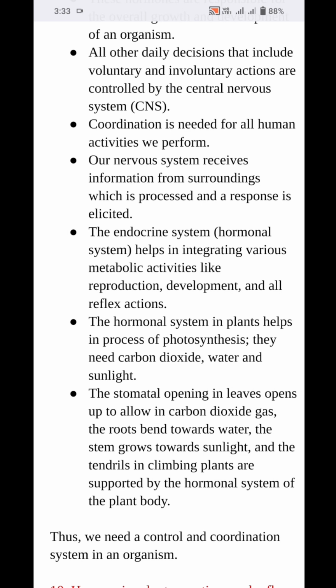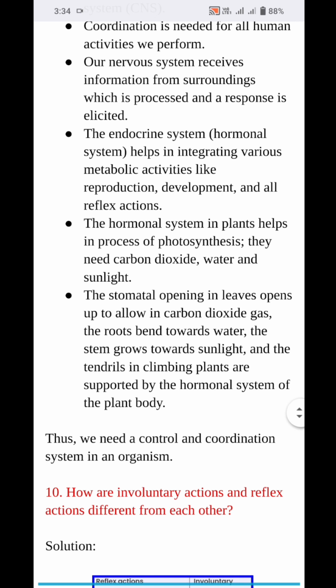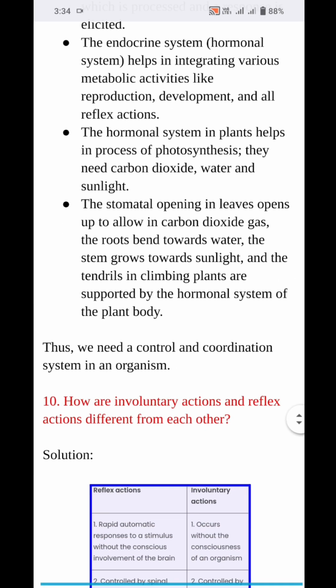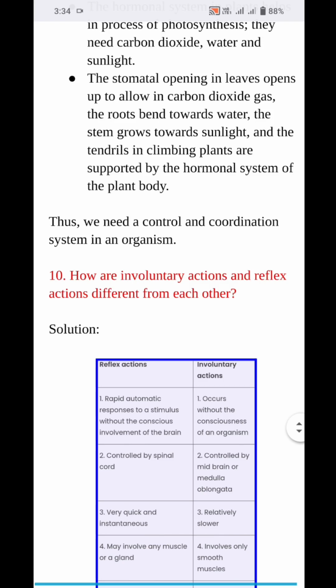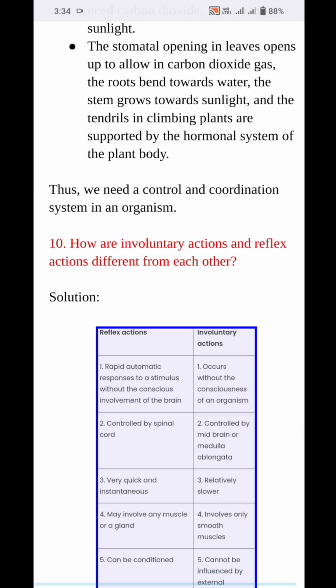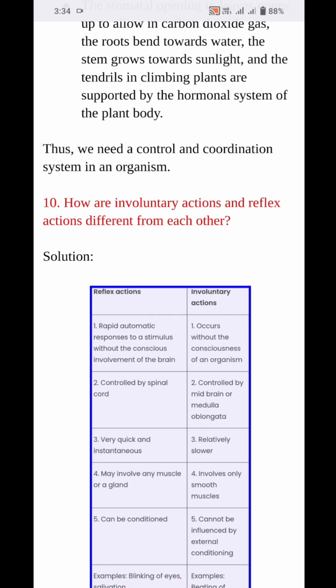The endocrine system, the hormonal system, helps in integrating various metabolic activities like reproduction, development, and all reflex action. The hormonal system in plants helps in the process of photosynthesis. They need carbon dioxide, water, and sunlight. The stomatal opening in leaves opens up to allow in carbon dioxide gas, the root bends towards the water, the stem grows towards the light, and the tendrils in climbing plants are supported by the hormonal system of the plant body. Thus, we need a control and coordination system in an organism.